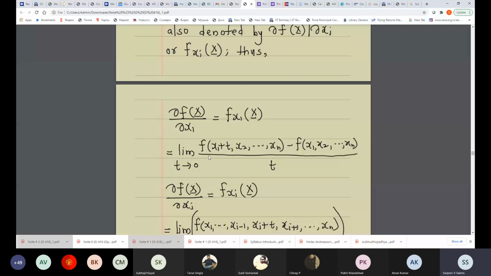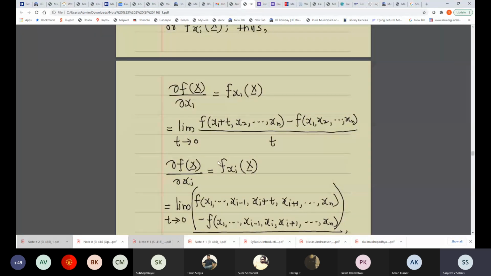Okay, so f is being evaluated at x1 plus t, x2, ..., xn, minus f of x1, x2, ..., xn, divided by t, and you let t go to 0. Essentially x2, x3, ..., xn are being held fixed, and then you are trying to differentiate with respect to x1. This is what you get.